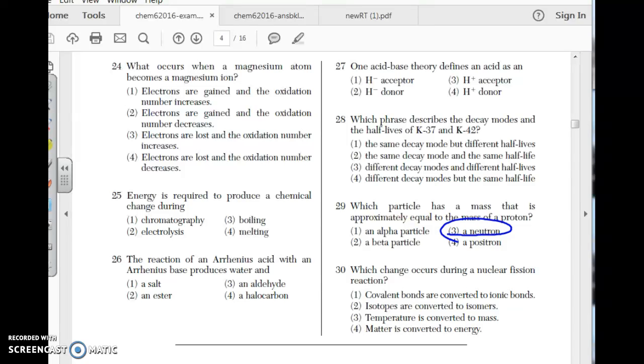Number 30, which change occurs during a nuclear fission reaction? Well, among other things, guys, where does all of the energy come from in both fission and fusion? In other words, what do they both have in common? Well, they have the famous Einstein equation, E equals mc squared, which says that a small amount of mass within the nuclei in question turns into a corresponding amount of energy. So very simply, matter is converted into energy.